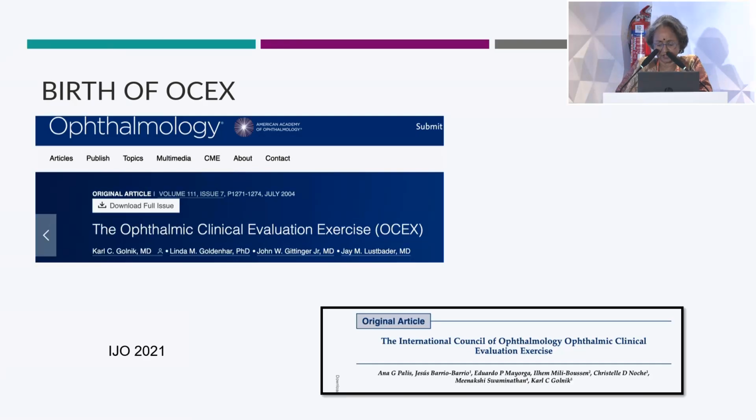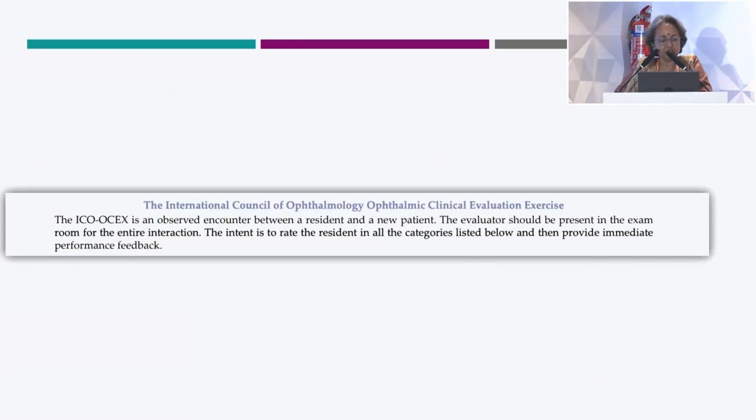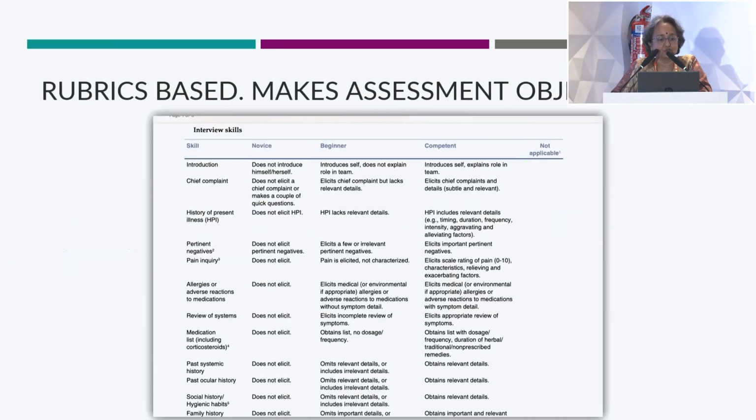So what exactly is the Ophthalmic Clinical Evaluation Exercise? It is an observed encounter between a resident and a new patient. The evaluator should be present in the exam room for the entire interaction. The intent is to rate the resident in all the categories listed below and then provide immediate performance feedback. I know some of you are already thinking, observed encounter in a busy clinic, but let's see how to go about it. First, let's get familiar with the OCEX.